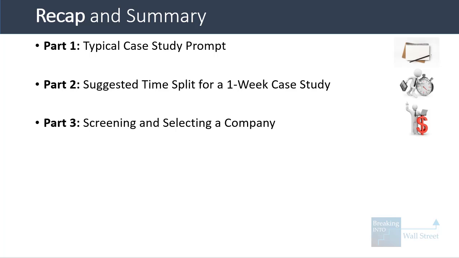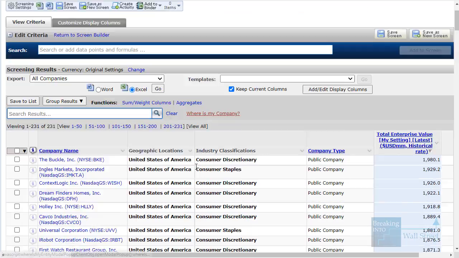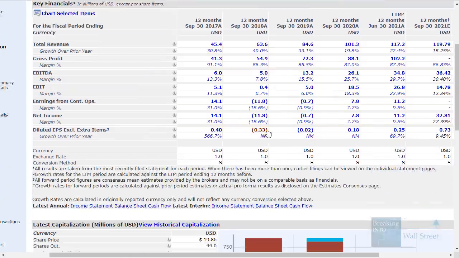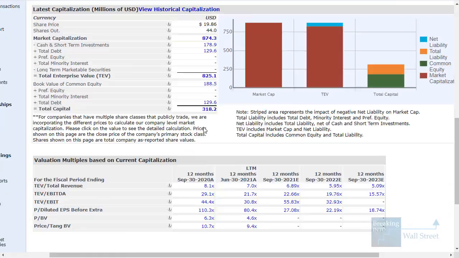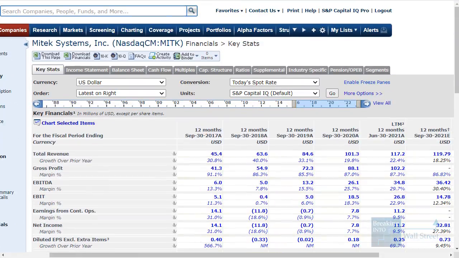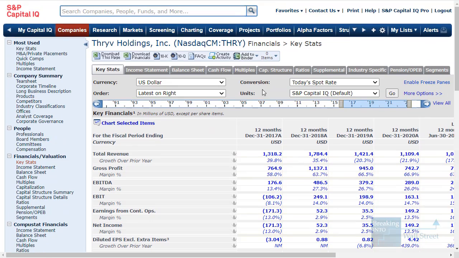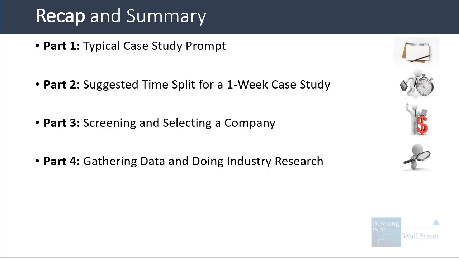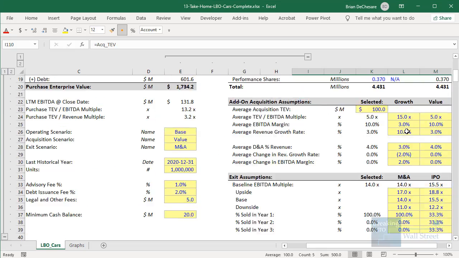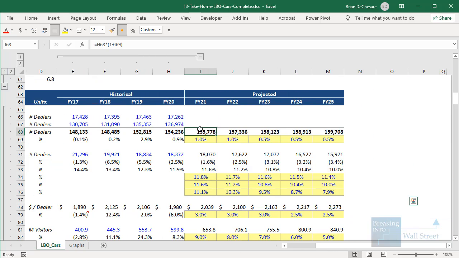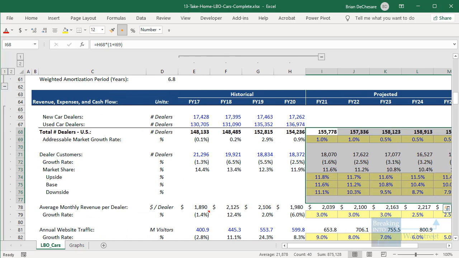Then we went through how you screen and select for a company and all the companies we found on Capital IQ and how we narrowed some of them and just ignored certain sectors like software because the multiples seemed too high, the IRR math didn't work. We then narrowed the companies and eliminated some like Thrive Holdings that were a little bit more difficult and that would probably require too much time for the specific case study. Then I showed you the data gathering and the industry research process and how we used much of that to fill in the key drivers in this model, such as the company's market share and the number of used and new car dealers in the US.